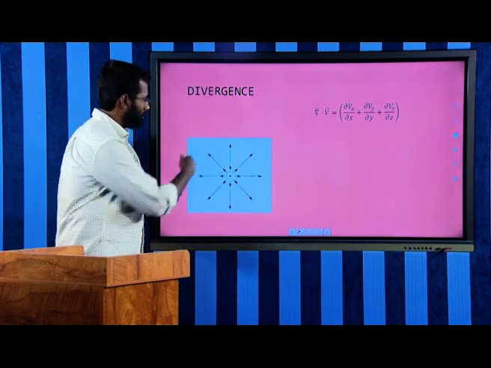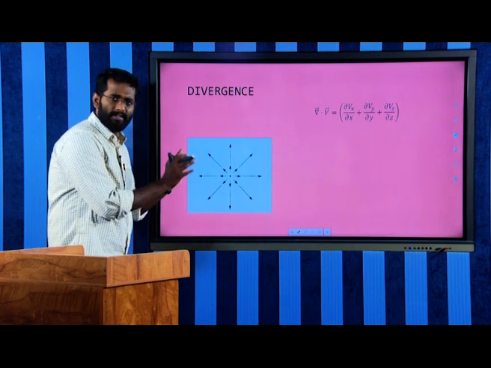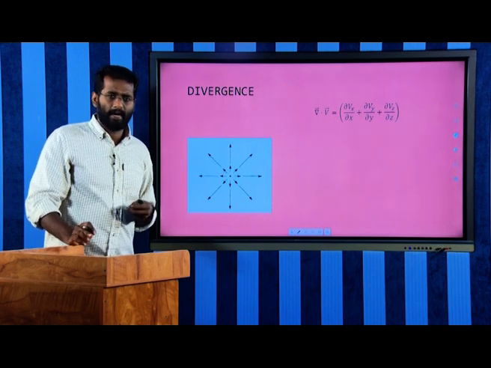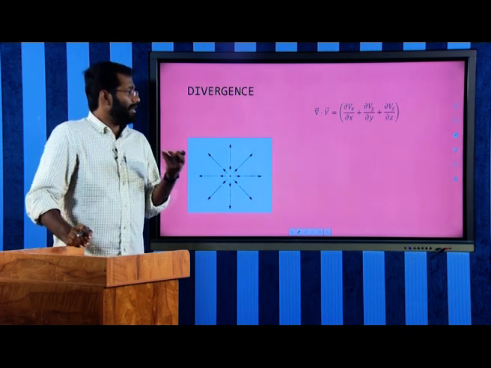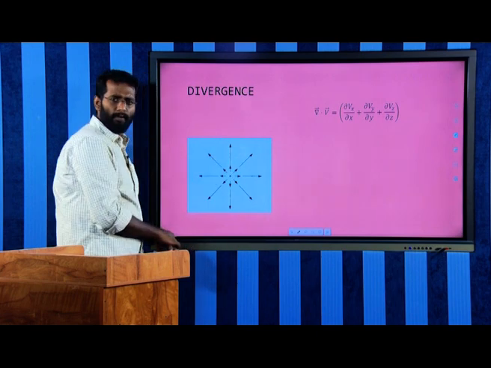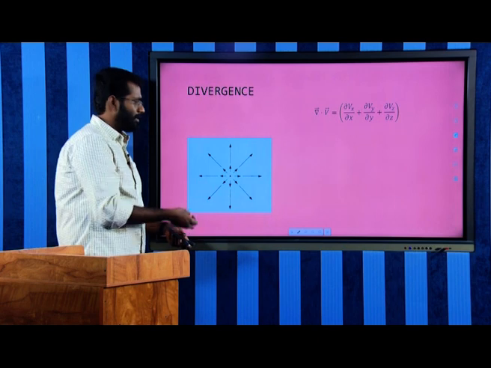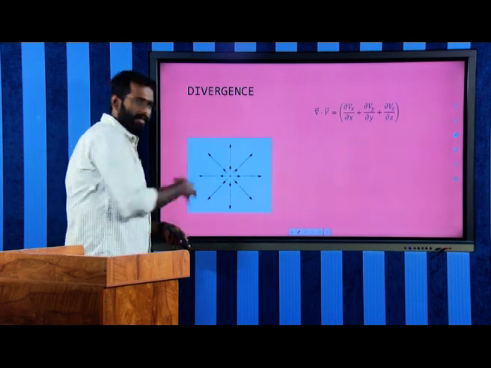Now let me take another example. This is not to deal with the electric field. Here you can see the field is spreading out. There is another simple idea to find whether there is a divergence. Just imagine it as a fluid flow, and you are putting some thermocol balls or some sawdust or something of low density. Just sprinkle it over this surface.